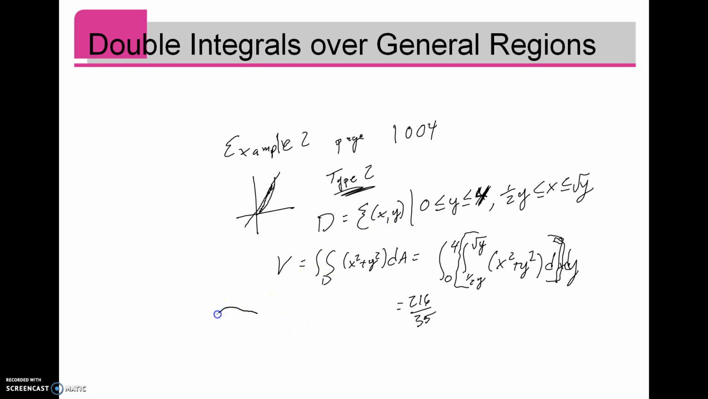So again, you may get a general region like this that's neither type 1 nor type 2. You can manipulate it and make it a type 1 or type 2 and do the iterated integral, solving the volume and so forth for this. So there's multiple ways to go about doing this. There's plenty of examples in the book. So I'm going to move on from there real quick.